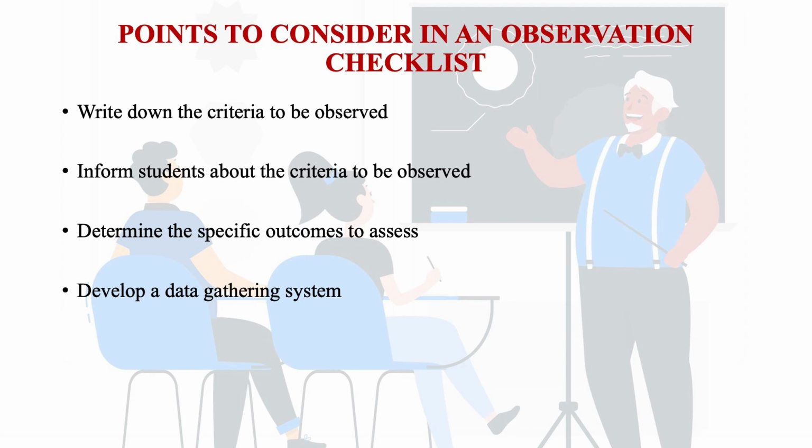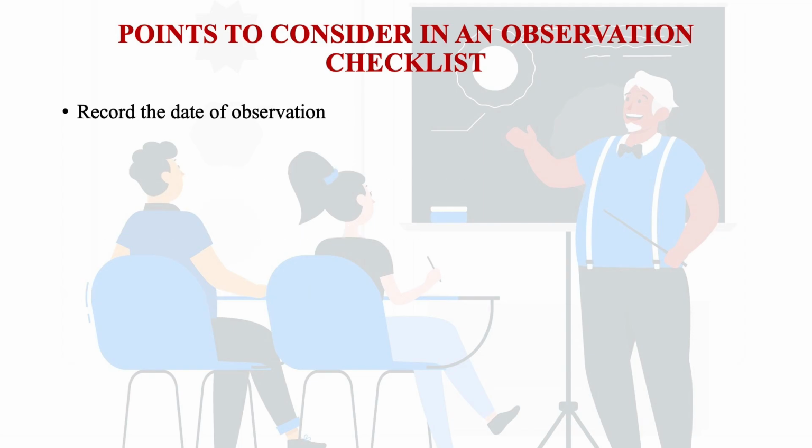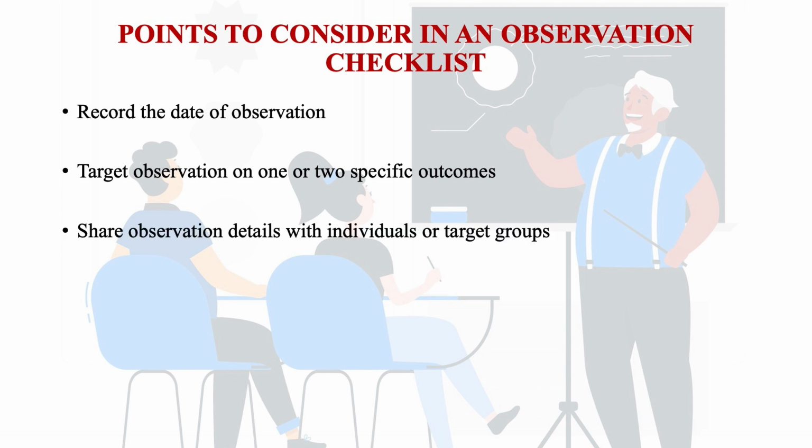Besides these points, we have to think about what to record, or record the date of observation. Target observation on one or two specific outcomes. Share observation details with individuals or target groups. Use the collected information to modify your instruction. So based on the observation results, it gives scope to modify the instruction.